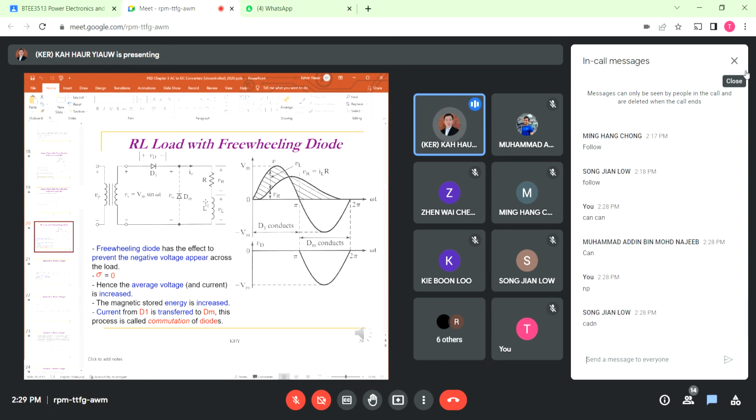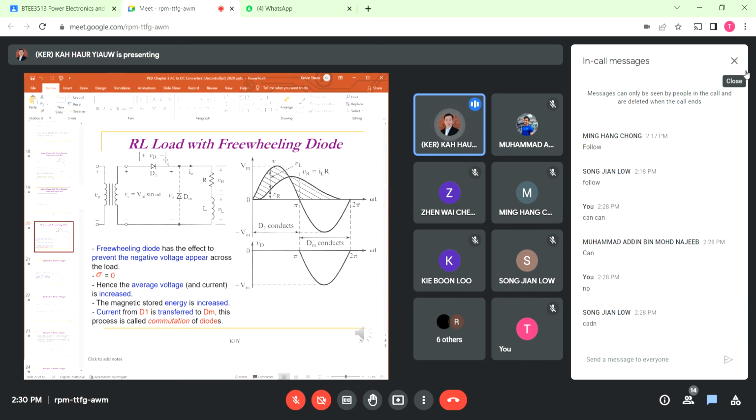During the next cycle, the energy of your inductor that was previously charged up will be discharged through the diode DM in this loop. It keeps looping until it finishes discharging. So with this diode DM, you can see that the current will not flow back to the supply in this loop.